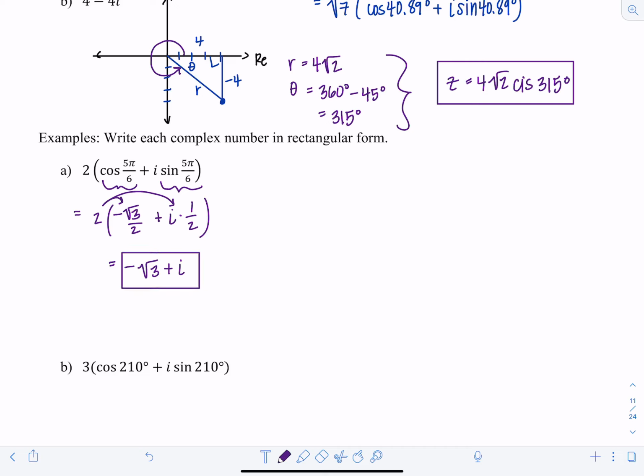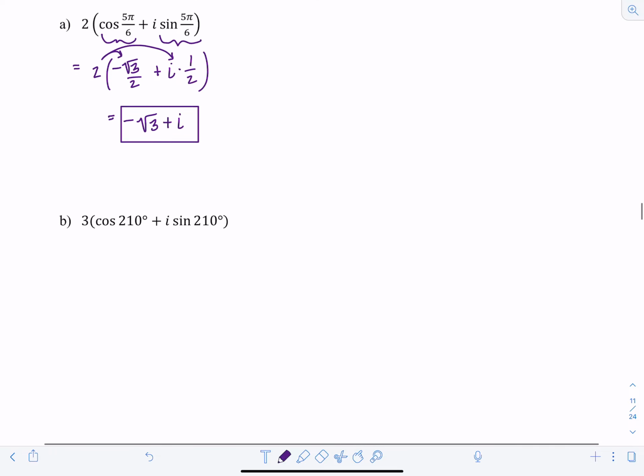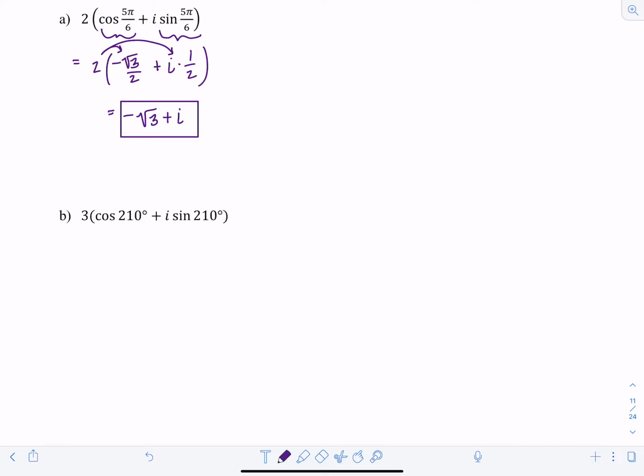Real part comes first, imaginary part comes second. Just like x comes first in an ordered pair and y comes second. Okay, that was pretty easy. Let's just do one more to make sure.